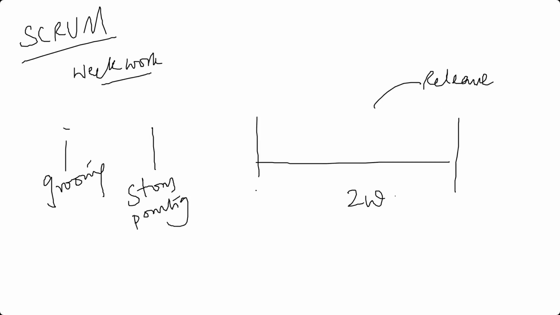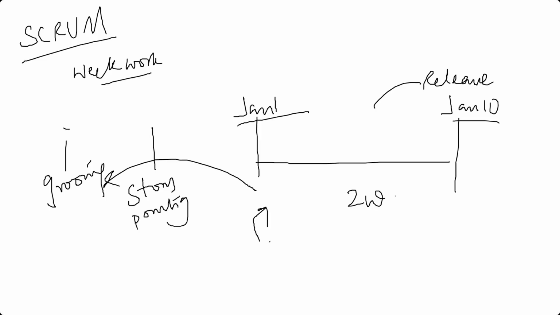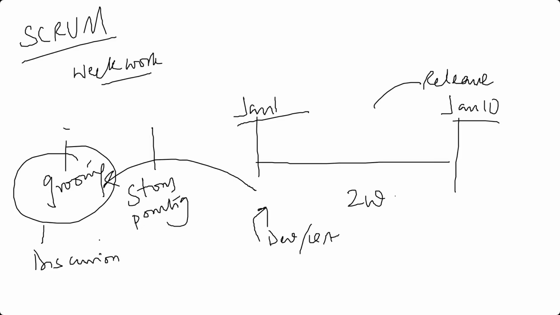This grooming happens way before the sprint. Imagine the sprint is starting on Jan 1 and runs for 10 days, 2 weeks, so on Jan 10 the sprint is going to end. The stories which the developer team and the QA team want to do in this sprint, they will groom a couple of weeks ahead. What is grooming? Grooming is the discussion on how to implement the feature. For example, the product manager wants to do a login page.